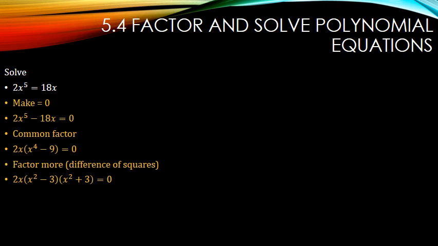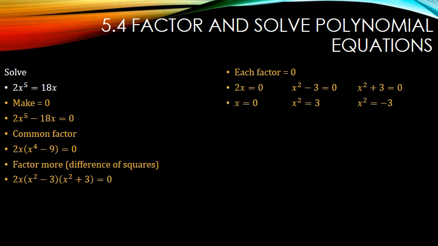So now I take each of those factors equal to 0. So I'll have 2x equals 0, x squared minus 3 equals 0, and x squared plus 3 equals 0. Solve each of those. The first one, divide by 2, you get x equals 0. Second and third one, I'm going to add 3 or subtract 3. And then take a square root. When you're solving, you take a square root. Don't forget to put plus and minus. And over here, when I take a square root of negative 3, square root of a negative is i. So our answers are 0, plus and minus square root of 3, plus and minus square root of 3 times i.